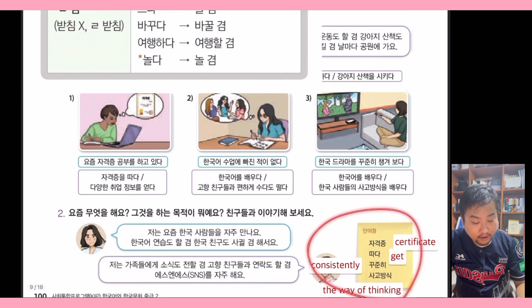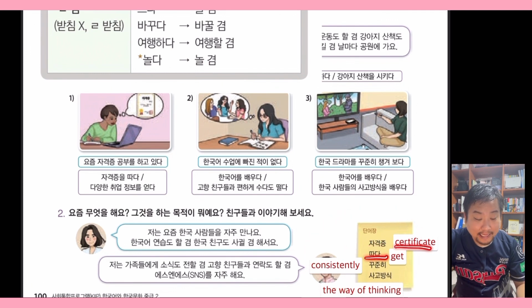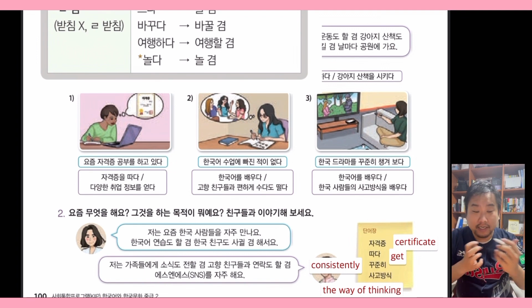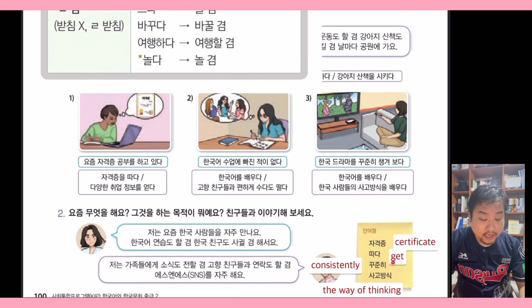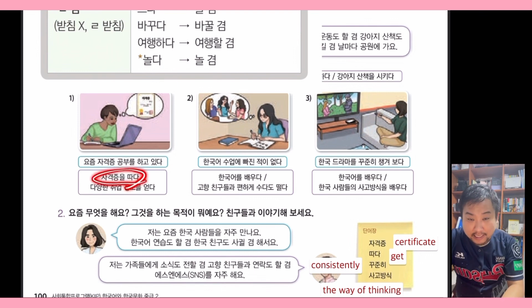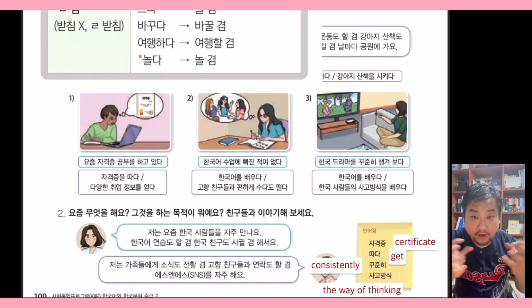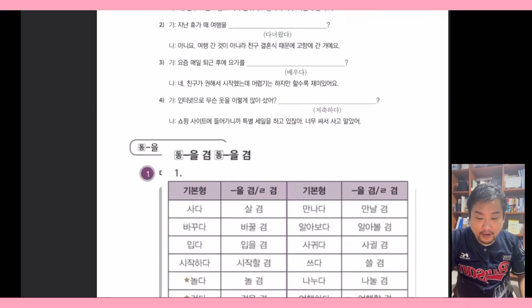So here's the vocabulary. 자격증 is certificate, 따다 is 자격증을 따다. We use it together as a collocation, get the certificate. 꾸준히 is consistently, and 사고방식, the way of thinking. 수다 is chat, like Twitter. 한국 사람들의 사고방식을 배우다 is learning Koreans' way of thinking. Koreans are always thinking about competition and being fast. So let's check it by question item here.